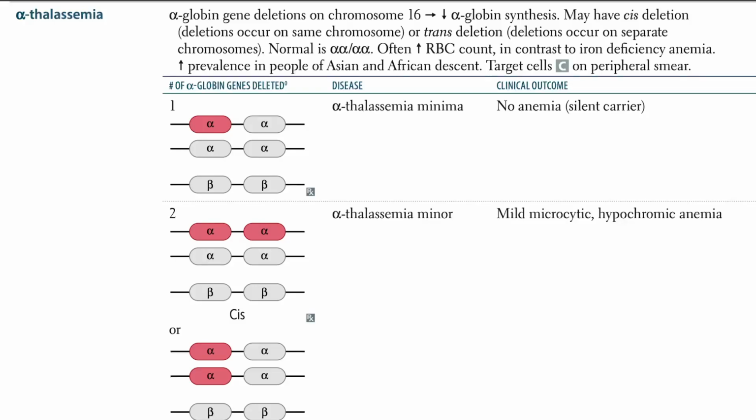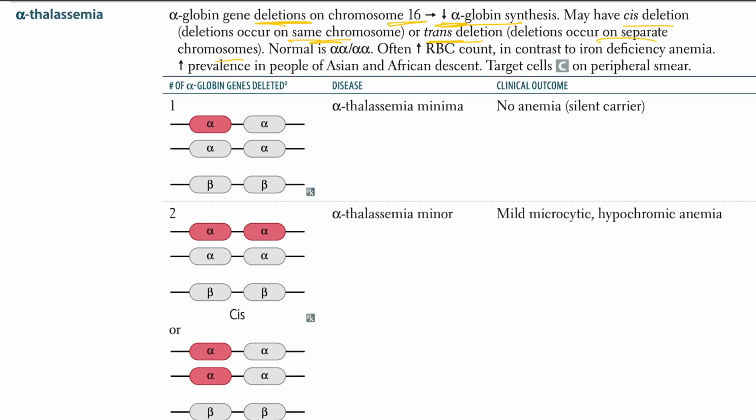Okay, now let's talk about alpha thalassemia. In alpha thalassemias, we have the alpha globin gene deletion on chromosome 16. This leads to a decrease in alpha globin synthesis. It may be a cis deletion, which is when the deletion occurs on the same chromosome, or a trans deletion, which is a deletion occurring on a separate chromosome.